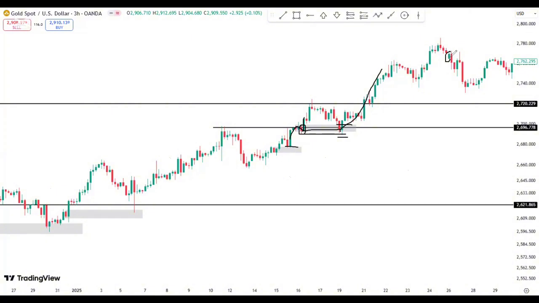Again, here is your continuation pattern. They pushed the market down to this level. They went all the way up to test the base and then they continued. This is how you approach your market if you are trading continuation patterns.